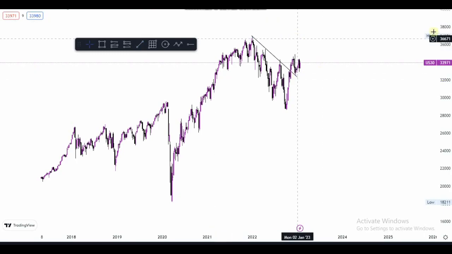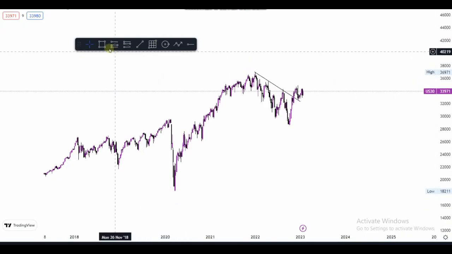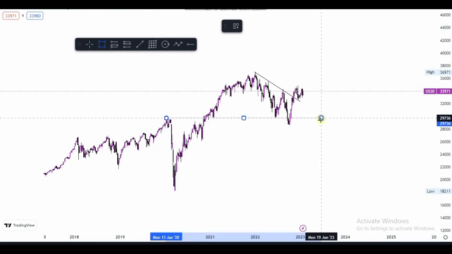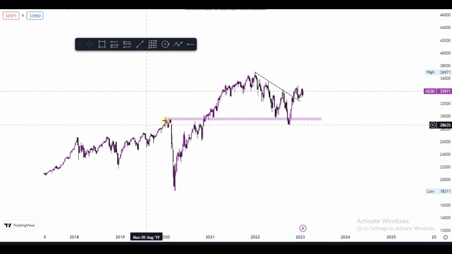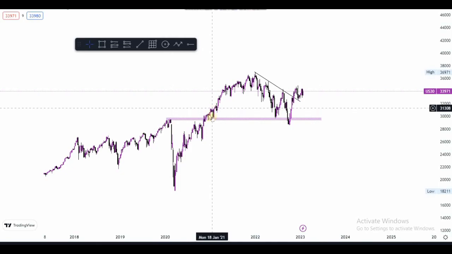So what I saw is that we had a level right here. We had a sensitive level right here. So the market, when it came to this level, it rejected and went down. And then over here, we had some kind of rejection, went up, came back to test that level, and then we went up to this level.